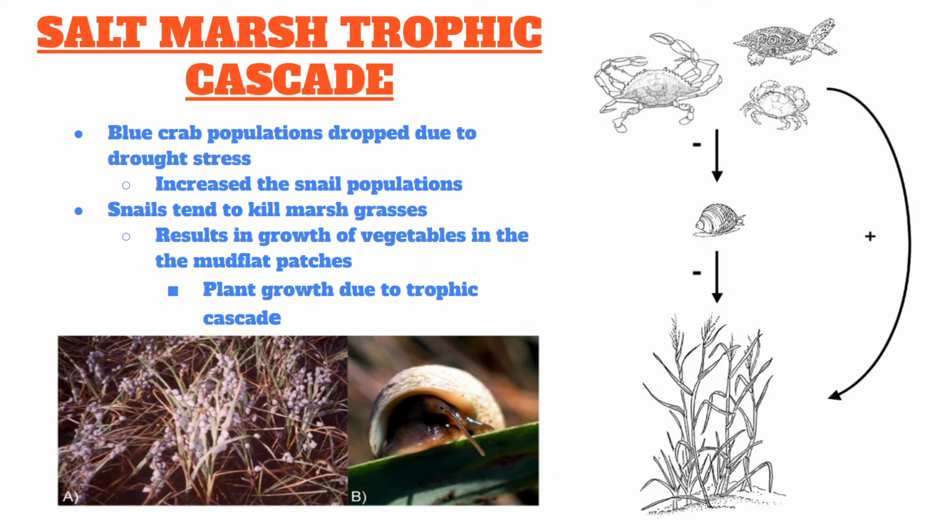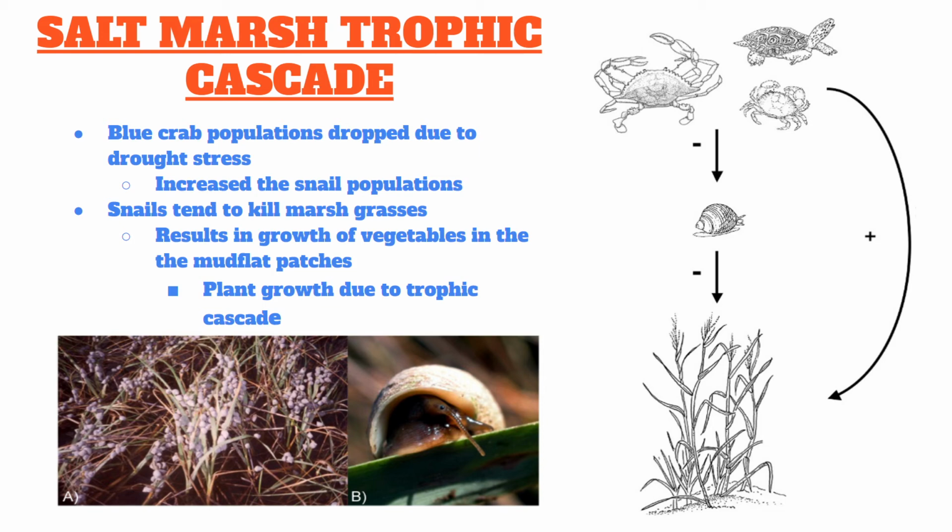This is an example of the salt marsh trophic cascade that we're going to talk about. So, the blue crabs, which are the predator in this example, at the top of the food chain, you can see the crabs. Their populations dropped due to drought stress because of the tides changing. When there's less water, the blue crab populations decrease. They need water to survive.